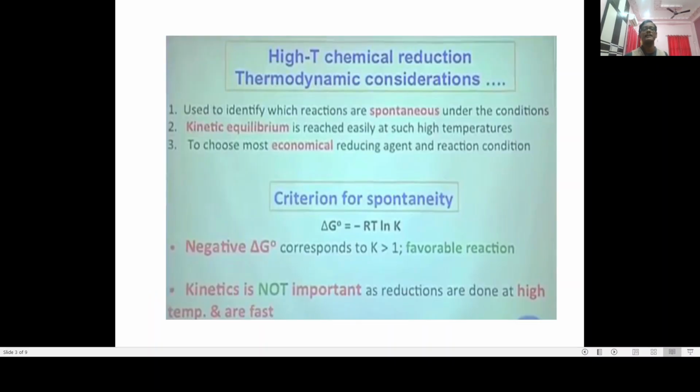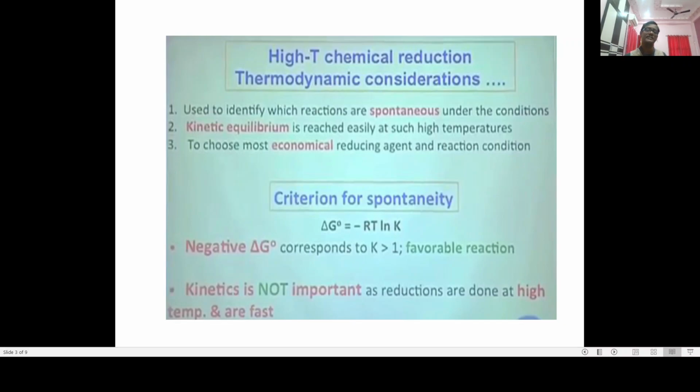In high temperature chemical reactions, thermodynamic consideration is used to identify which reactions are spontaneous under the given conditions. Kinetic equilibrium is reached easily at such temperatures. We also consider the most suitable reducing agent and reaction conditions.